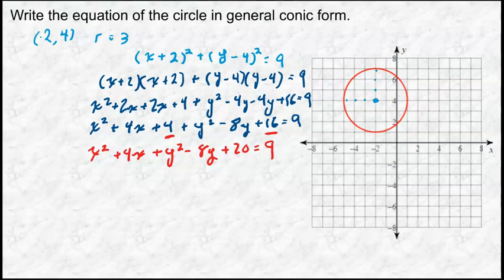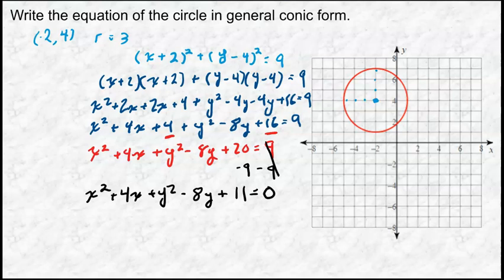General conic form is set equal to 0, so I have to subtract 9 on both sides. So now I'm going to get x squared plus 4x plus y squared minus 8y plus 11 equals 0. Okay, let's take a quick look.